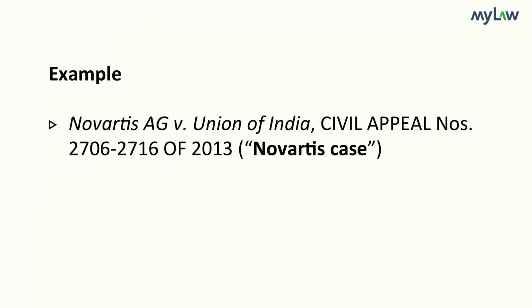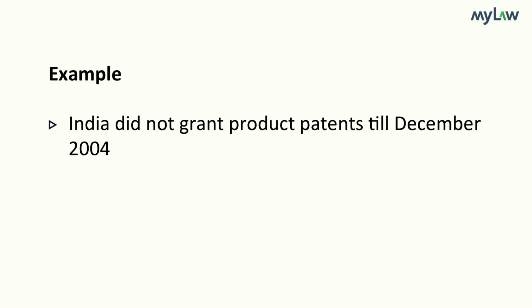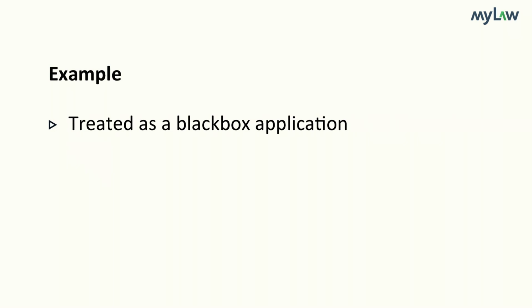Novartis had filed an application for a product, imatinib mesylate, in beta crystalline form. The application was filed when India did not grant product patents. Therefore, the patent application was treated as a black box application. Before we discuss the case further, let us first understand what is a process patent, product patent, and black box application.